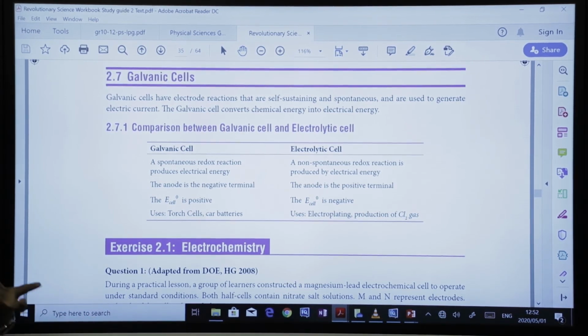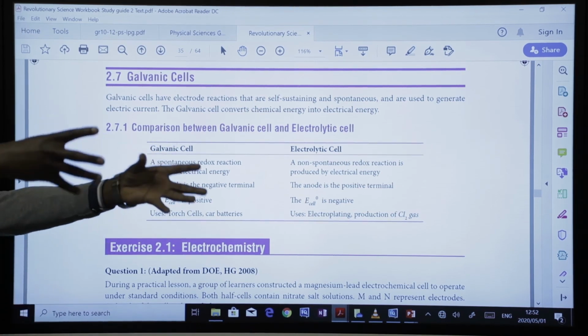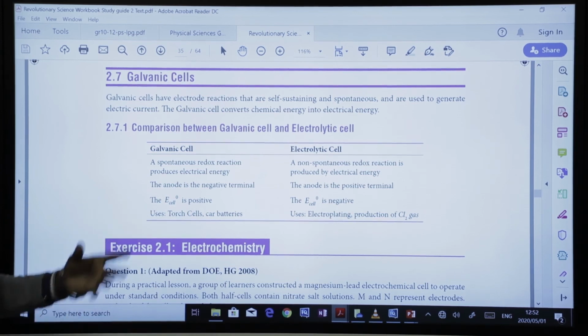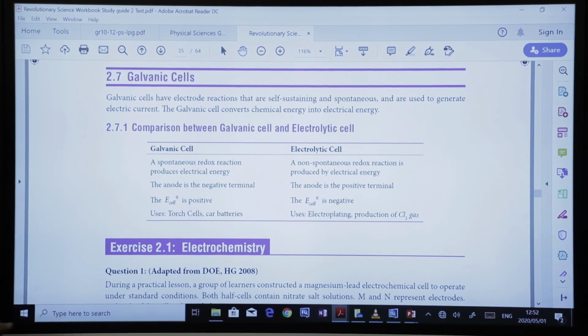While electrolytic cells need external sources of energy to drive the electrons through the electrolyte, and they consume electrical energy, and they are used to break down compounds and other applications we've just explained right now.